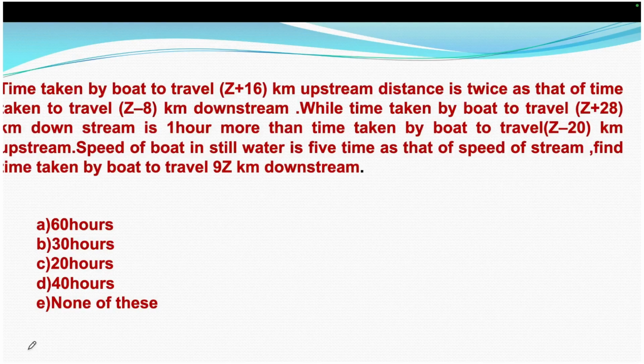Okay, so if you see this question: the time taken by a boat to travel Z plus 16 kilometer upstream is twice that of the time taken to travel Z minus 8 kilometer downstream, while the time taken by the boat to travel Z plus 28 kilometer downstream is 1 hour more than the time taken by a boat to travel Z minus 20 kilometer upstream. The speed of the boat in still water is 5 times that of the speed of the stream. Then find the time taken by a boat to travel 9z kilometer downstream. That I need to find out.